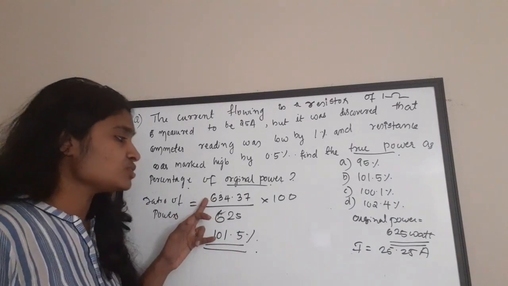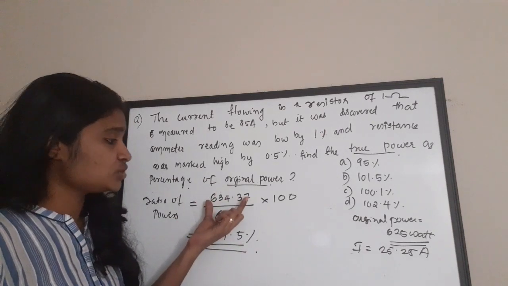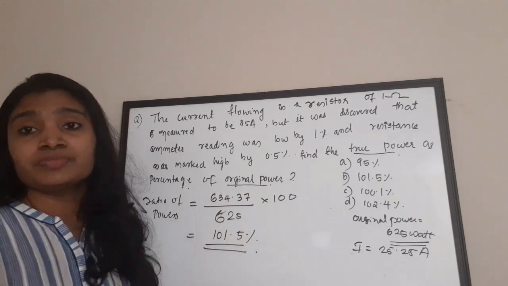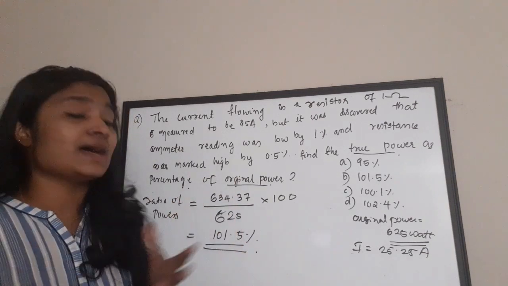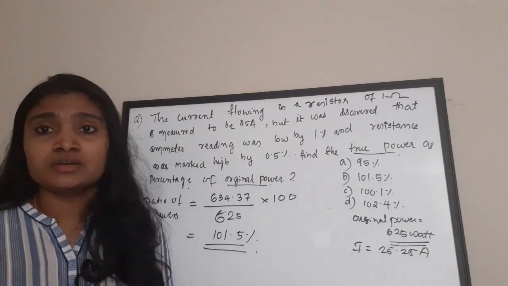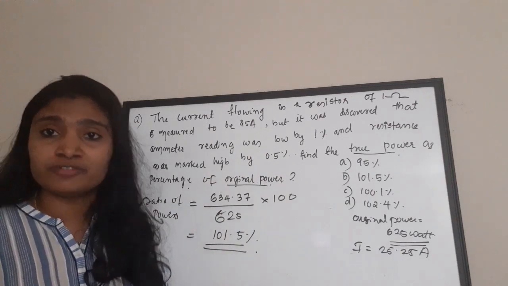It is not the error ratio, it is the ratio of the true power to the original power. This is actually happening because of the error in your instruments. So the answer for this question is 101.5%.